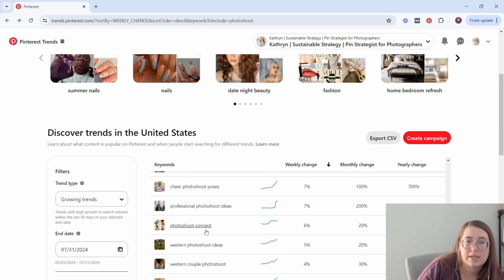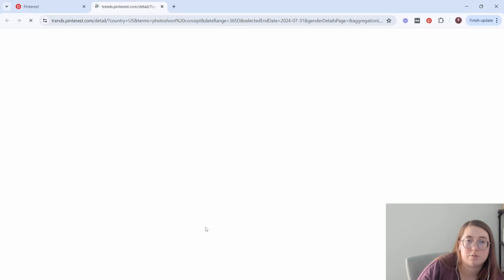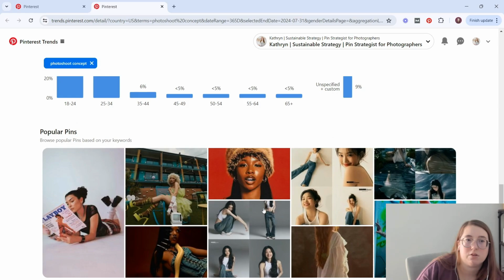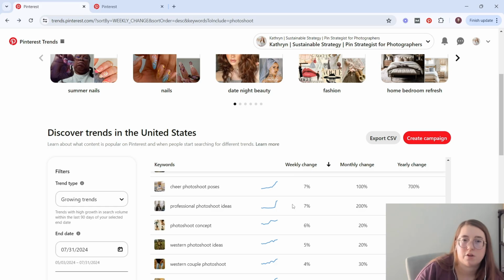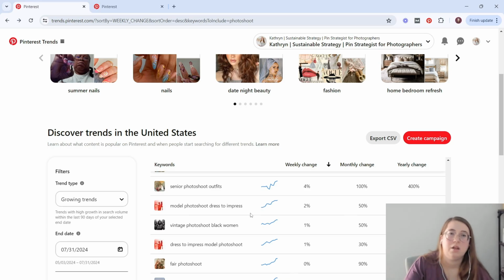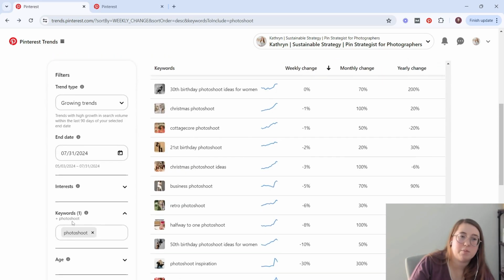Photo shoot concept. You can also click on these words. It shows you that graph. But if I scroll down, I see popular pins. I could see this being beneficial for photographer coaches out there. I'm personally not going to include it. Now we're down at 0, so I'm going to move on.